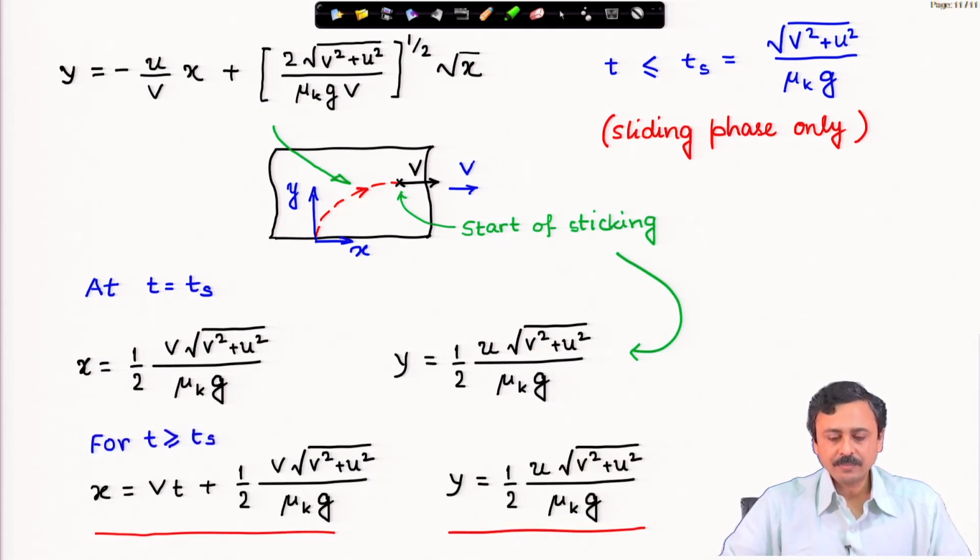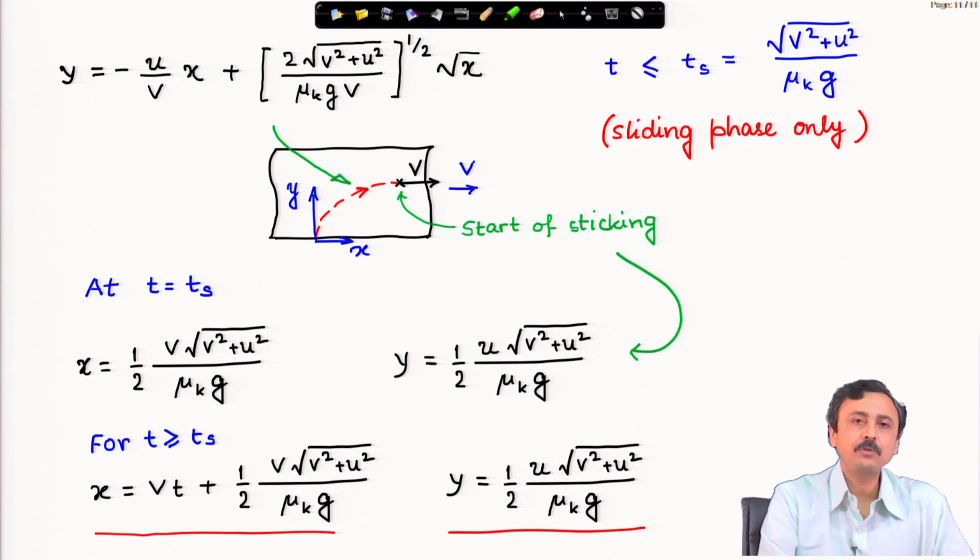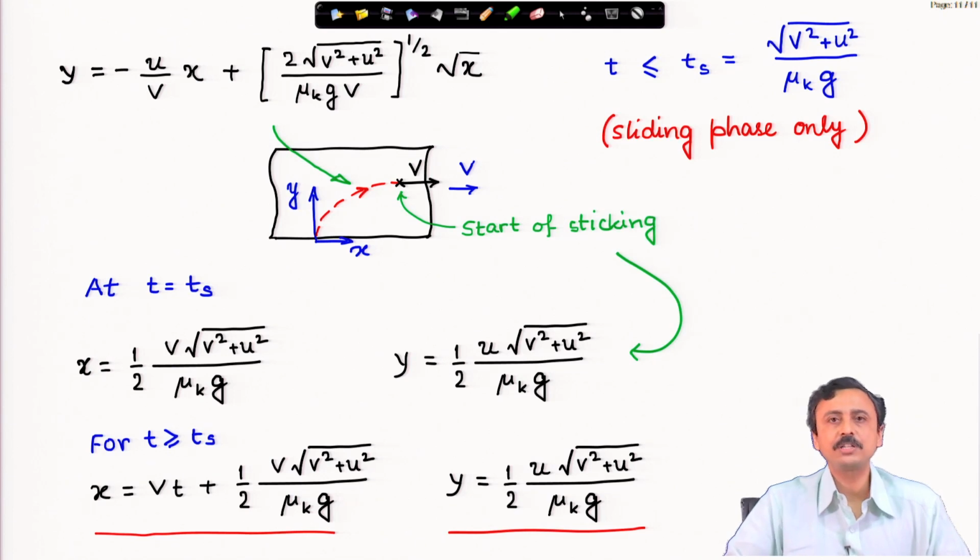Now, once I have them, I can find out the subsequent position of the particle starting from here. It is sticking to the belt, therefore, its x coordinate must now change as Vt, because henceforth its velocity is only V, and it starts with the initial condition x equal to whatever it reaches at Ts, and similarly for y. Now, you will notice that x is a function of t, because the particle is moving with the belt at a constant speed capital V, but y is frozen, y does not change with time.